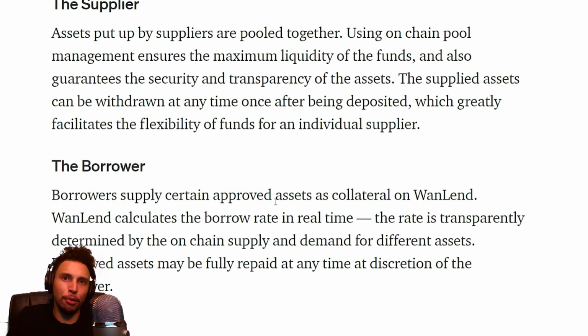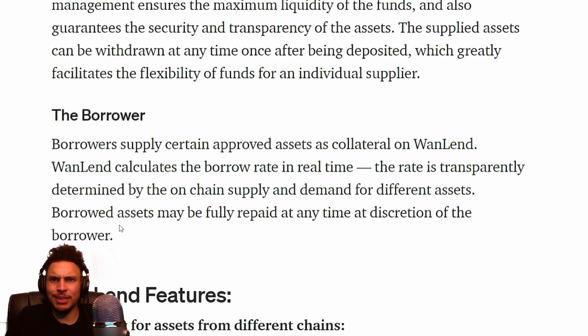The borrower uses certain approved assets as collateral on WanLend. WanLend calculates the borrow rate in real time, and the rate is transparently determined by the on-chain supply and demand for different assets. Am I tripping? Did they just say you can pay back your balance at any time? What? Tell me a bank that gives you those terms. I bet you there's approximately 0 of them.